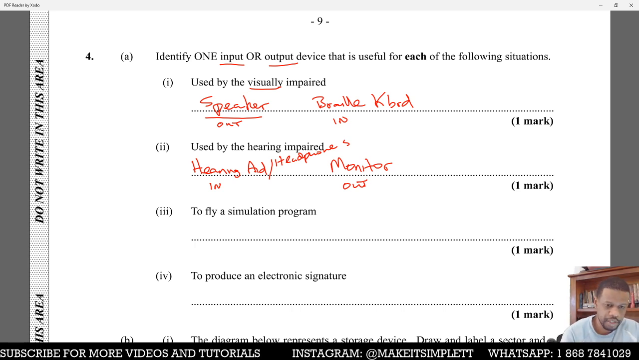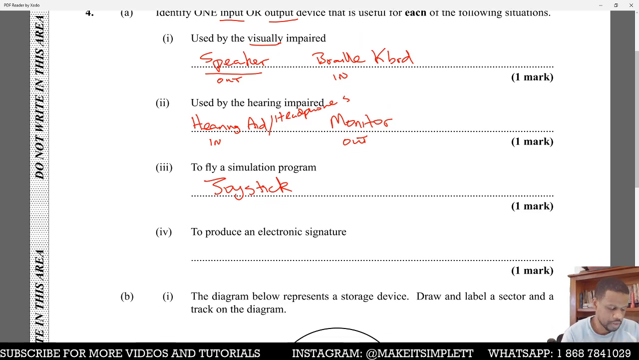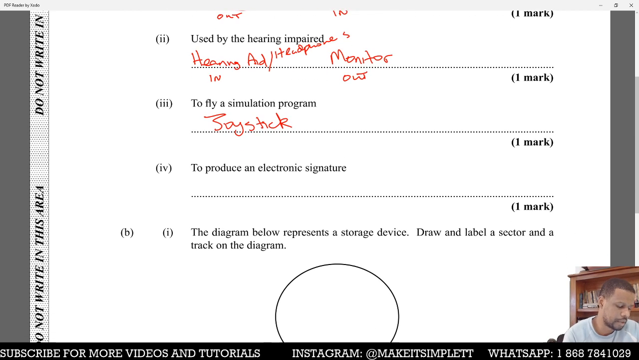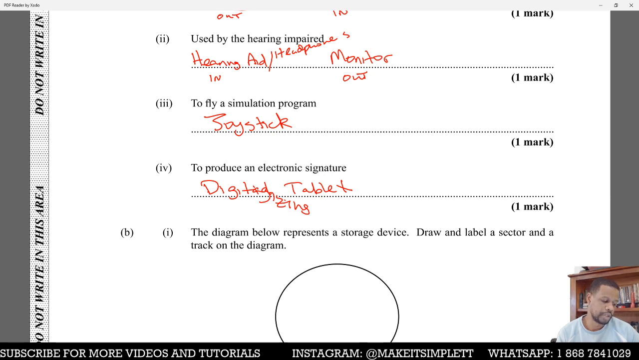Alright, flight simulation program would be a joystick. To produce an electronic signature would be a digitizing tablet. That'll be a good input device for an electronic signature.